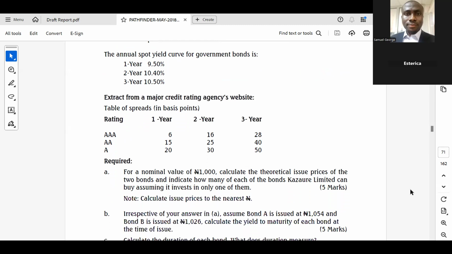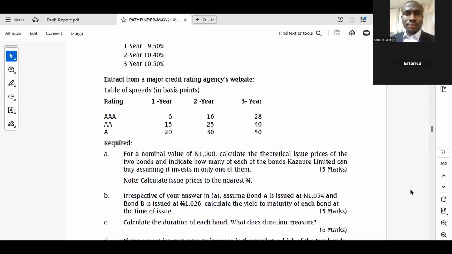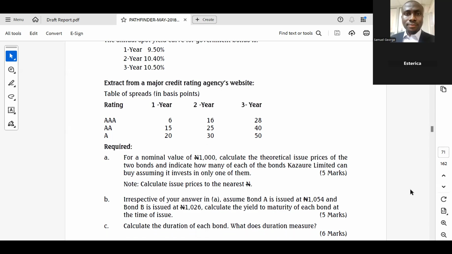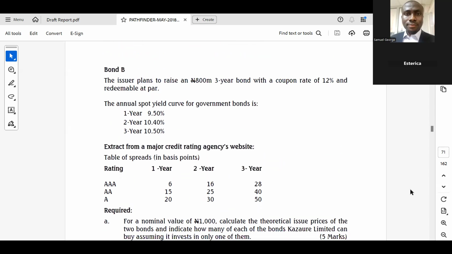I'm just saying it to be able to read some meaning into what we are reading from the question. The requirement said, for a nominal value of 1,000 naira, can you see? Requirement A: for a nominal value of 1,000 naira, calculate the theoretical issue price of the two bonds. Indicate how many of each bond Kazuri Limited can buy, assuming it invests in only one of them. Calculate issue price to the nearest naira.